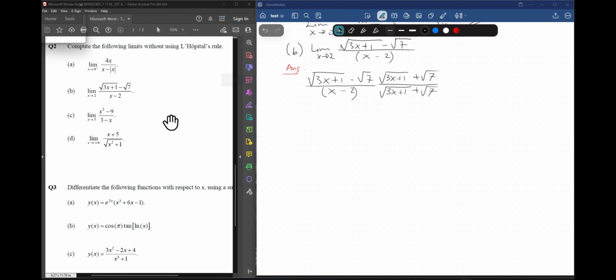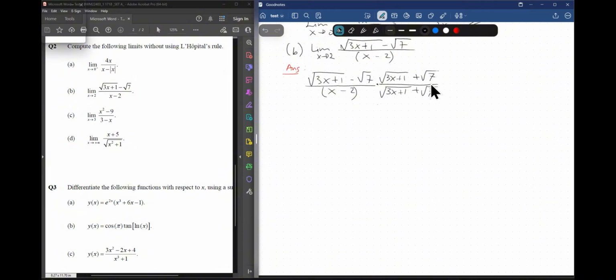Question number 2. What is the limit of square root of 3x plus 1 minus square root of 7, all divided by x minus 2? For this problem, we need to simplify the question first. In order to do that, we can multiply by its reciprocal. The reciprocal in this case is simply the same element but with the opposite sign. For example, here the sign is minus, so the reciprocal will have the positive sign.